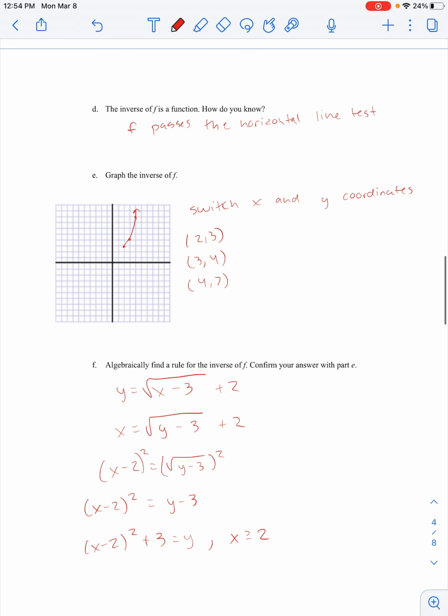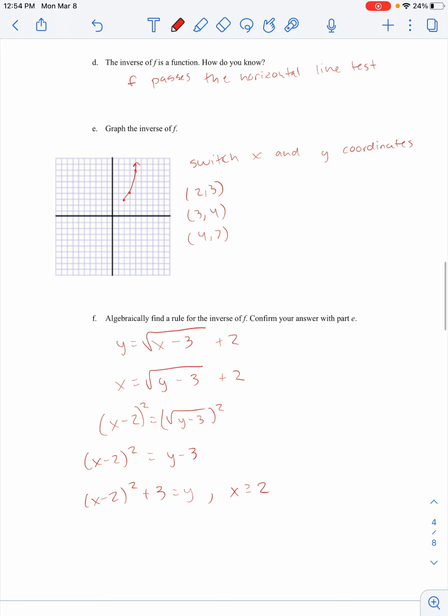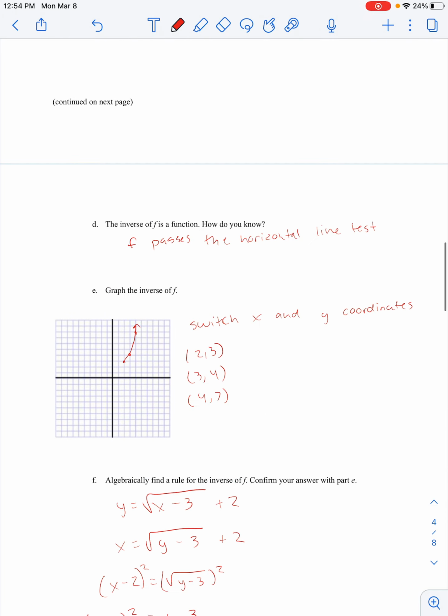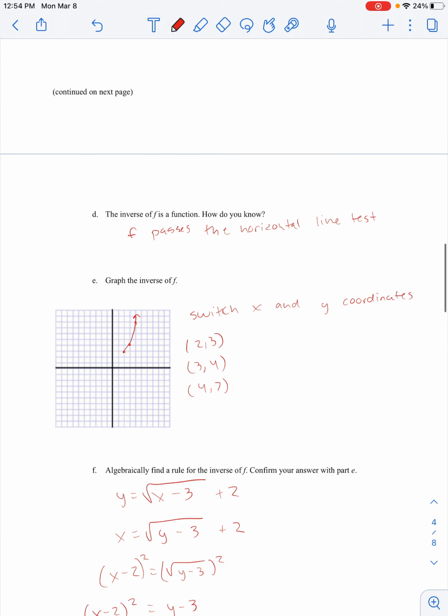And then to graph the inverse of f, you shouldn't have to find the equation. You can just follow the rule that we learned, which is you switch the x and y coordinates from your original graph. So now instead of 3, 2, I'm going to have 2, 3, and so forth. So your graph should look something like this.